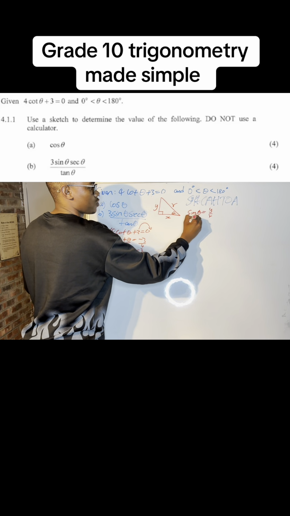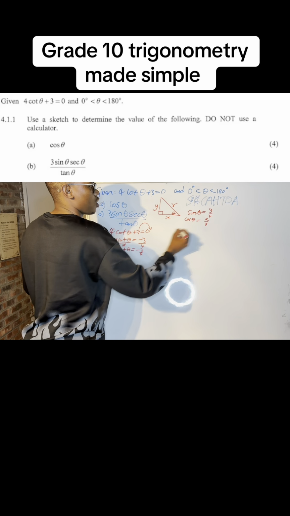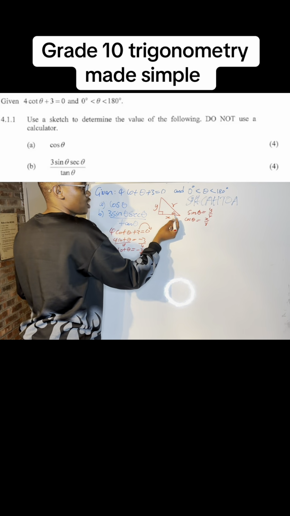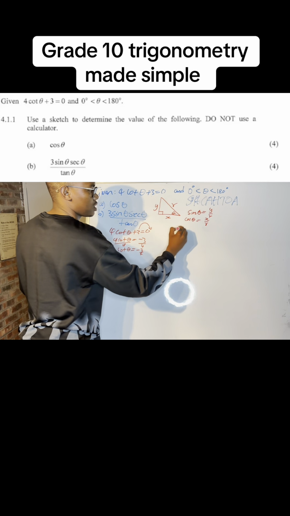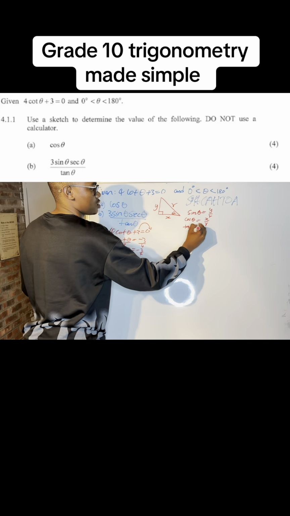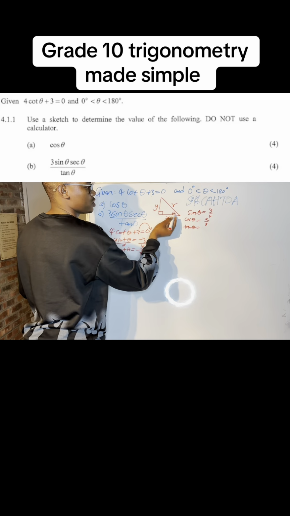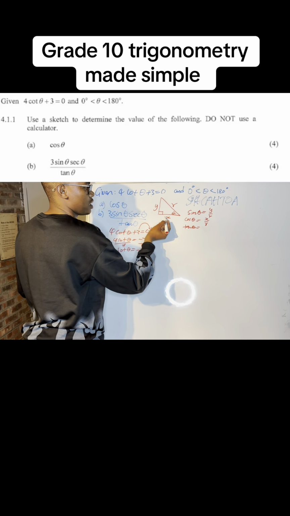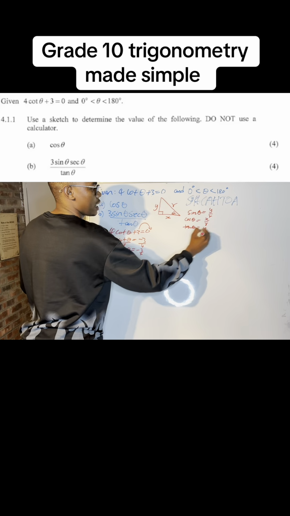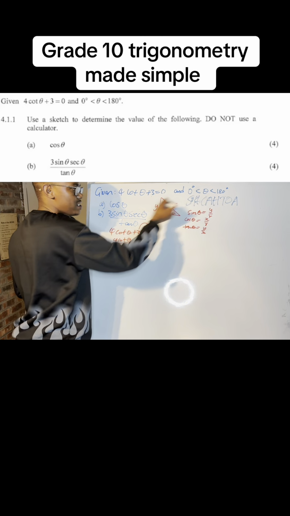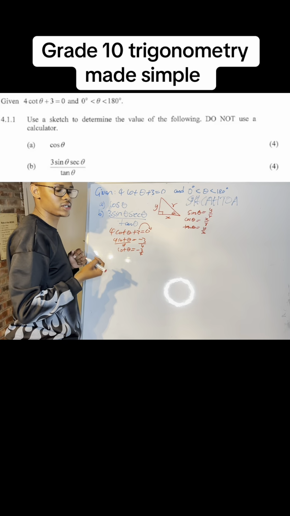So cos of theta is equal to x over r, and then tan is opposite over adjacent. Opposite is this side, adjacent is this side. Therefore, tan of theta is equal to what? Opposite is y, adjacent is x, so it's y over x. I want you to have this in mind when I'm treating problems like this.